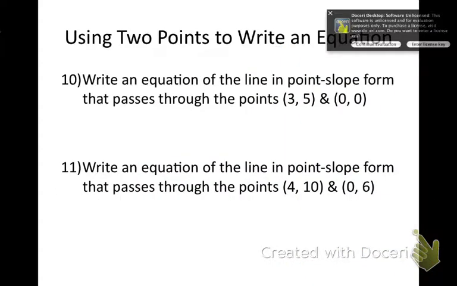Try these two. Same idea. Find the slope first, and then put it into point slope form. All right, what's the equation you get for number 10? Mark, what do you have for number 10? Y minus 0 equals 5/3 parentheses x minus 0. Nice job. You can do that one very good. If you did the other one, it'd be y minus 5 equals 5/3 parentheses x minus 3.